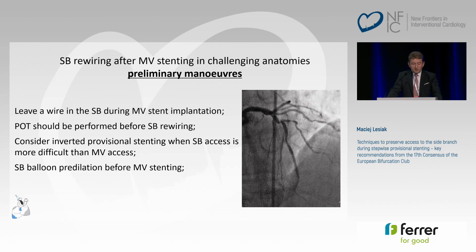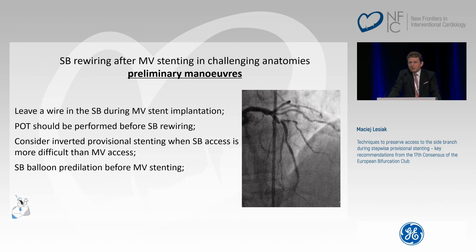Of course, as I already mentioned, you should leave the wire at the side branch during main vessel stenting. Then, of course, POT is very important. Otherwise, it's very easy to get your wire under the struts of the main vessel stent, because we choose the stent diameter according to the distal, not the proximal, reference of the main vessel.